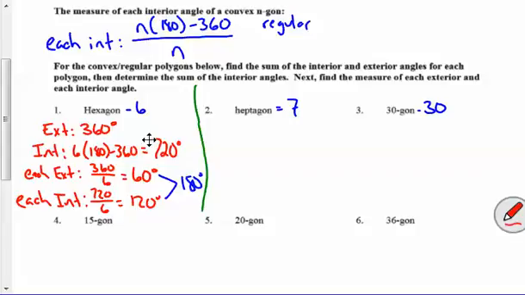Heptagon. Exterior equals 360 degrees. Interior would be 7 times 180 minus 360. And when we do that, we get 900 degrees.